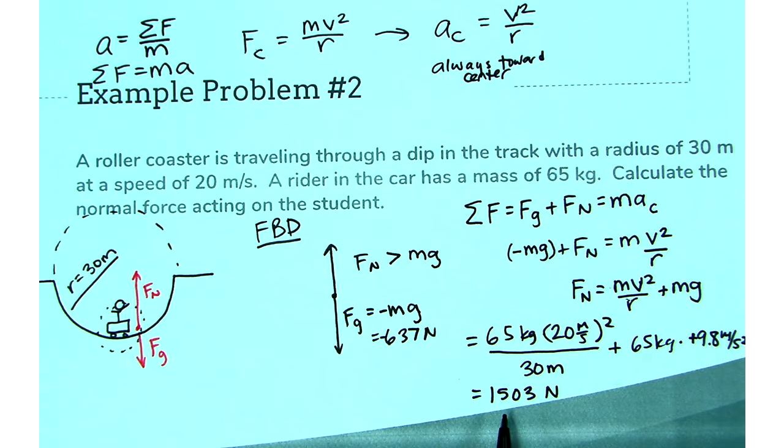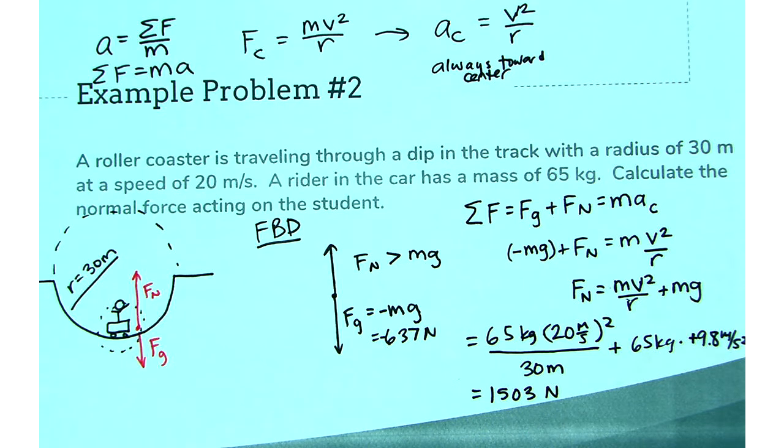So this is something that would make you feel really heavy when you're going through this turn, right? Because usually the normal force that you feel is equal to your weight. So you would usually, on flat ground, standing still, feel a normal force of 637 newtons. Now you're feeling an extra large normal force. So this is going to make you feel really heavy, which is why sometimes you feel like your stomach is sinking on a roller coaster.